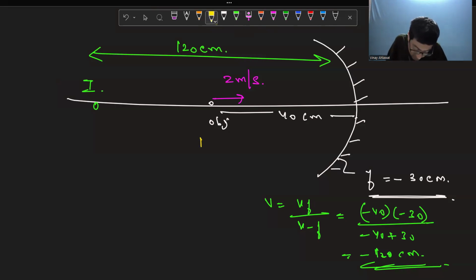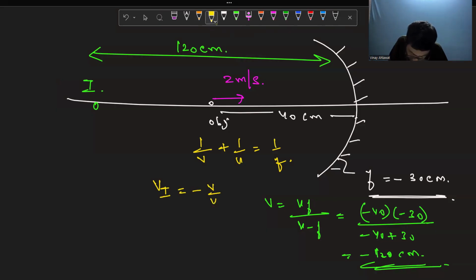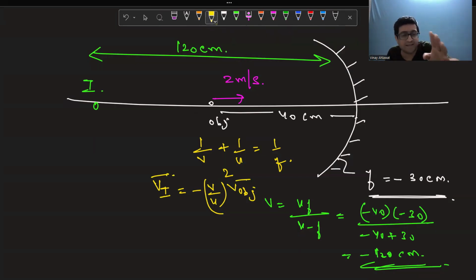Next is 1 by v plus 1 by u is 1 by f. Agreed? Differentiating with respect to time, you get velocity of image is minus of v upon u whole squared into velocity of object. Agreed? And please, dv by dt is not acceleration. dv by dt, v is the image distance. Agreed or not?